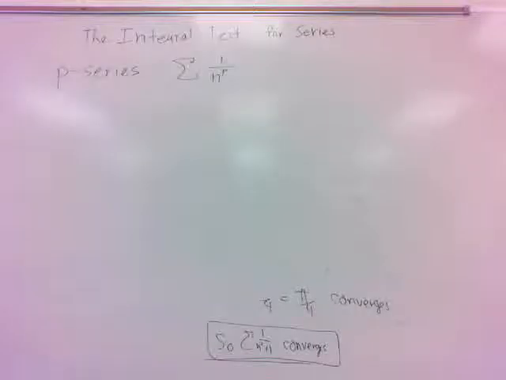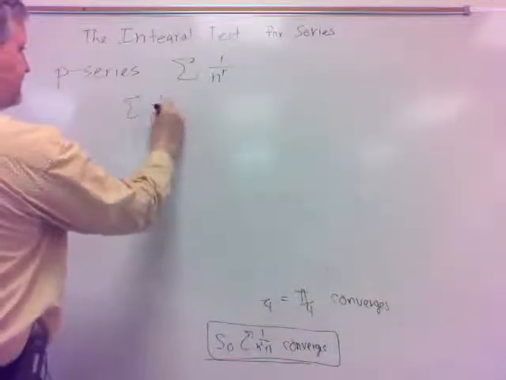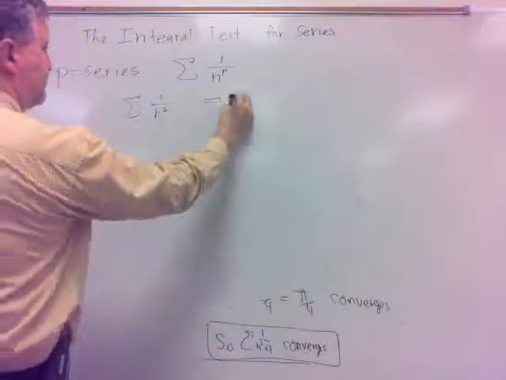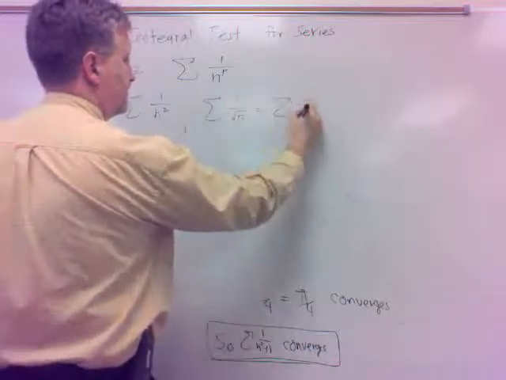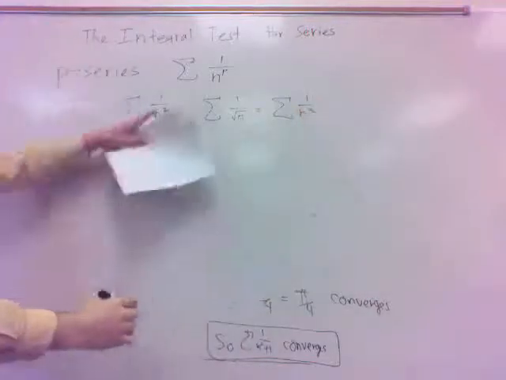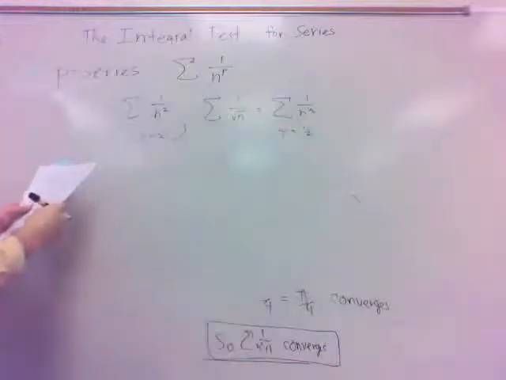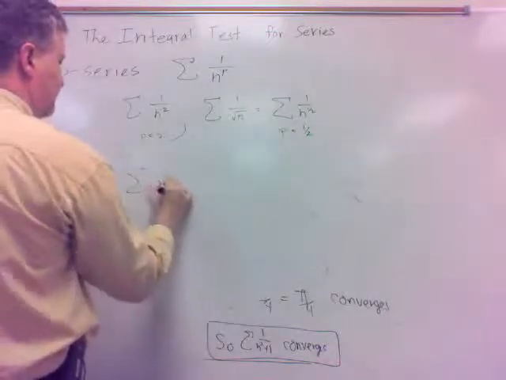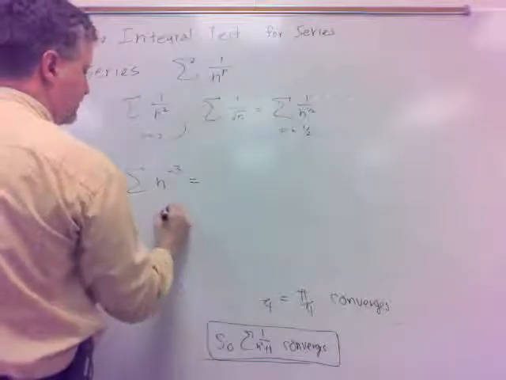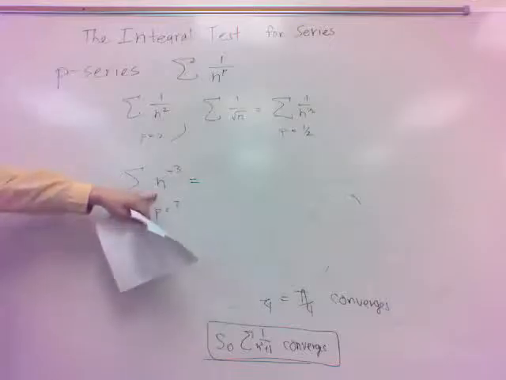Well, we just so happened to talk about a couple of those just now. We talked about, for example, 1 over n squared, 1 over square root of n. Why is that a p-series? Well, that's 1 over n to the 1/2, isn't it? So here p is 2, here p is 1/2. Now, what about this one? What's p on this one? That's a p-series. What's p, though? P is 3 because that's 1 over n cubed, isn't it?